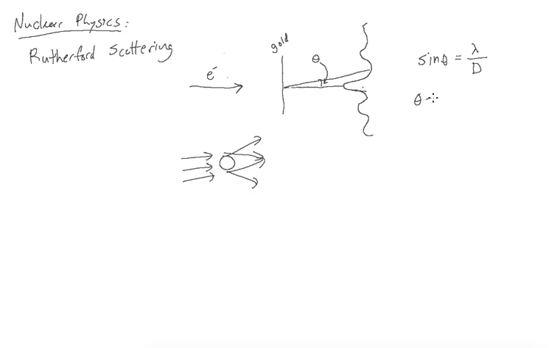Theta is the angle to the first minimum, and d then is going to be the diameter of the nucleus of gold, what's diffracting it, okay? This isn't including all the empty space. This is about the nucleus itself.